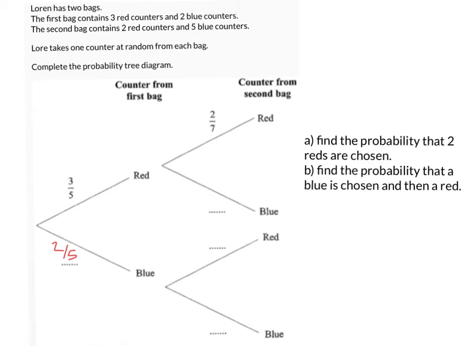If you get red in the first bag, you can get red on the second bag. Chances of that are 2 out of 7. There's 2 red out of 7 counters in the second bag. Chances of getting blue on the second bag is 5 out of 7. And then this branch is if you get blue in the first one, but this is still the second bag. Chances of getting red in the second bag is 2 out of 7, and getting blue in the second bag is 5 out of 7.